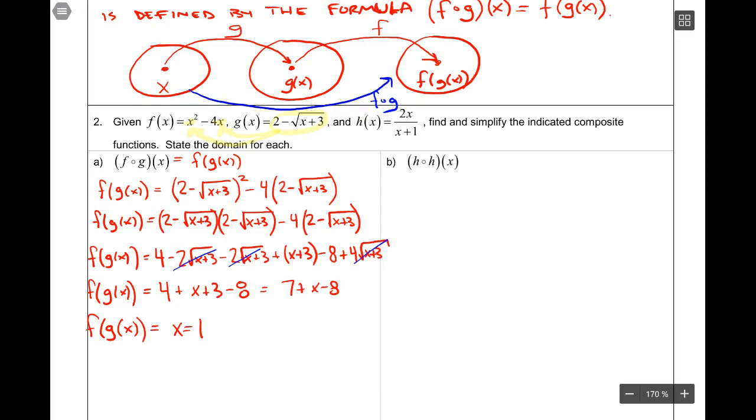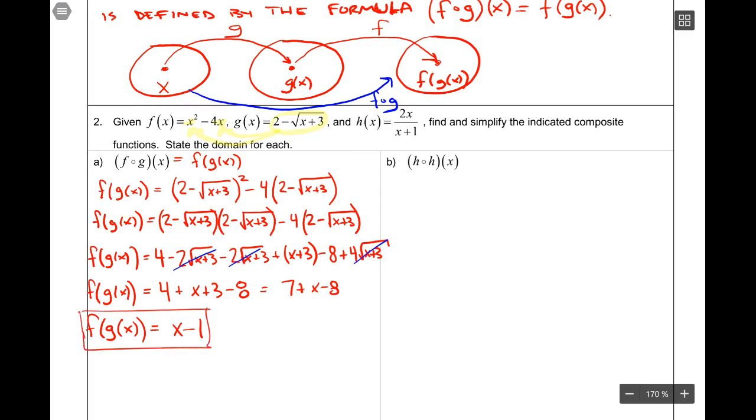All right, folks, there you have it. f of g of x is not x equals 1. That should be x minus 1, because I get 4 plus 3 is 7. I have the plus x, the minus 8. 7 minus 8 is negative 1. So let's talk now. This is our composite function.